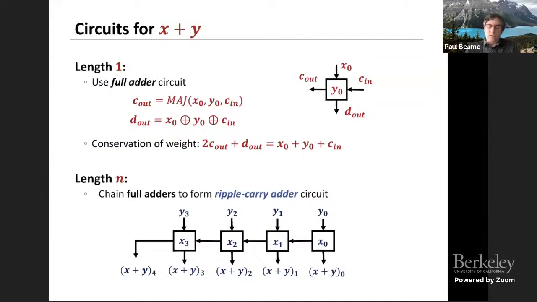And then you stick these full adders together to get, for example, a ripple carry adder circuit. It doesn't have to be depth optimal or anything like that. What you want is ease of verification.